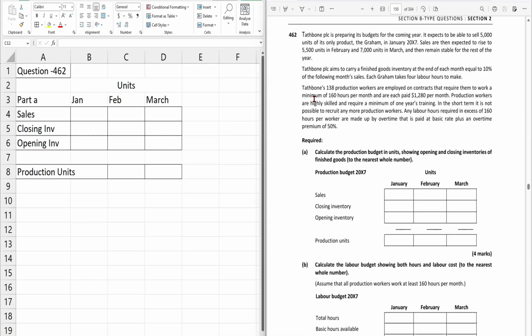Calculate the production budget in units showing opening and closing inventory of the finished goods to the nearest whole number. So we will not only solve this question together, but I will also highlight the mistakes that students tend to make while doing this kind of question. So the first requirement is to calculate the production budget, showing opening, closing, and production units, and again read the format. They are asking for a whole number, so the answer should not be in decimal places, otherwise you won't get the credit.